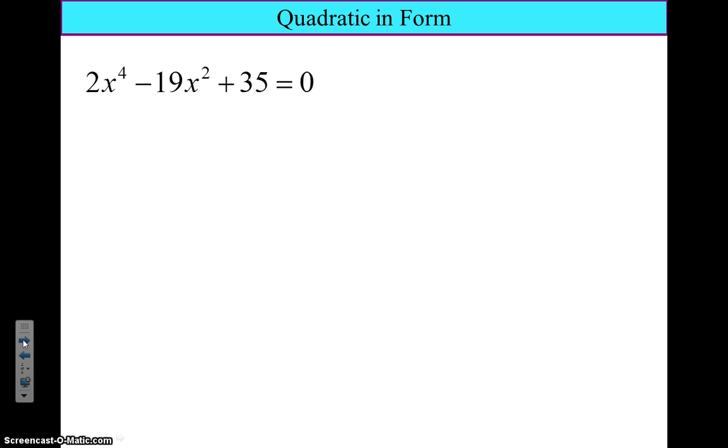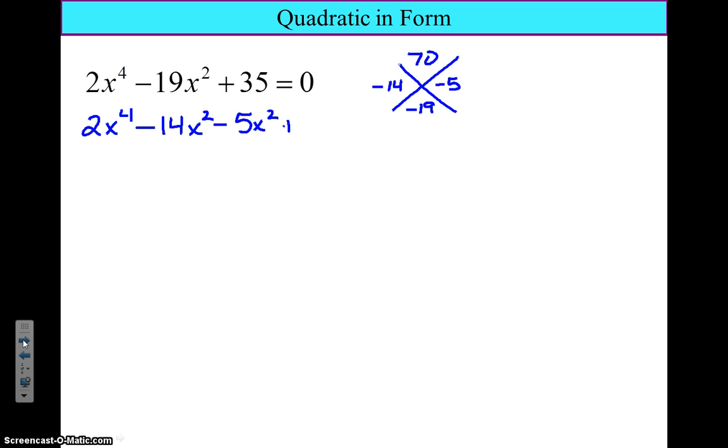So if I think about trying to factor here, I've got an x to the fourth, and this middle term is x squared. So I'm going to be breaking that down into a couple binomials where the first terms are going to be x squared terms. But before I do that, I'm going to go ahead and use my process of multiplying a times c. So 2 times 35 is 70. And I'm looking for two numbers that multiply to be 70 and add up to be negative 19. Well, it turns out that that would be negative 14 and negative 5. And so if we split the middle term here, we have 2x to the fourth minus 14x squared minus 5x squared plus 35 equals 0.